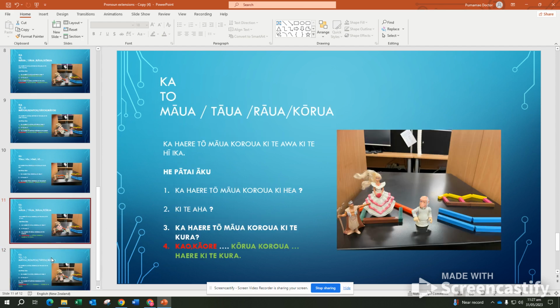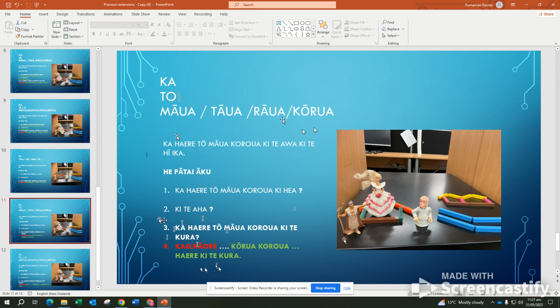And again, next slide, we move on to māua, tāua, rāua, kōrua, and also using the tō, the T possessive. So ka haere tō māua koroua ki hea, ka haere tō māua koroua ki te awa, ki te aha, ki te hī ika. Ā ngā kāhoretanga, ka haere tō māua koroua ki te kura, kāore tō māua koroua e haere ki te kura. Kāore tō kōrua koroua e haere ki te kura.